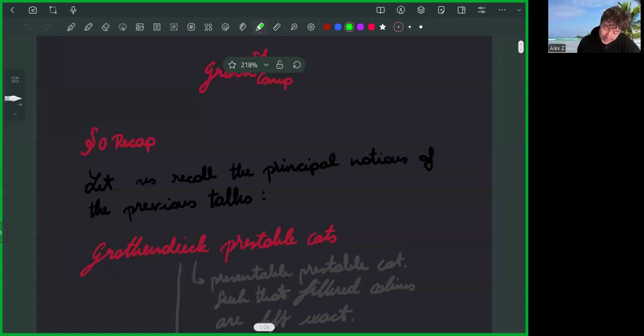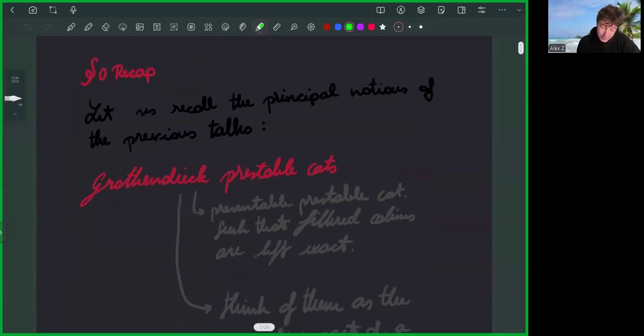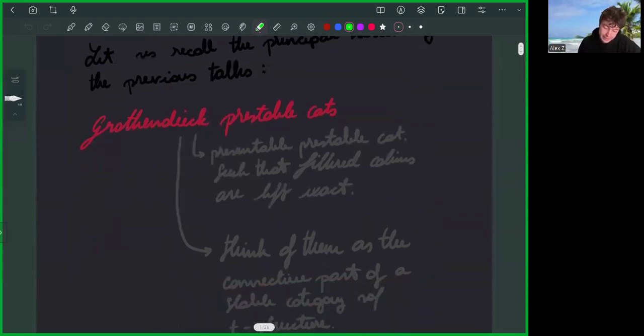So today, as already mentioned, we will talk about this thing here, whatever it is. But before doing so, let me give a recap because there's a lot of vocabulary going on at this point. So it might pay off to recall some of the principal notions that we had in the previous talks.